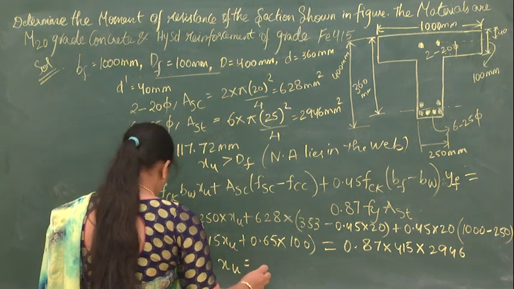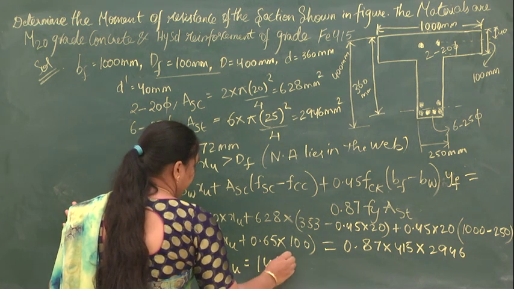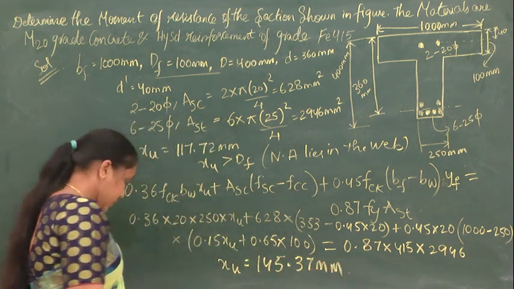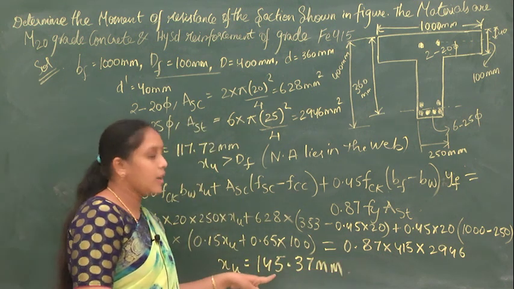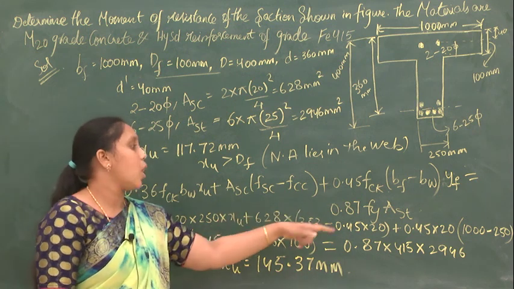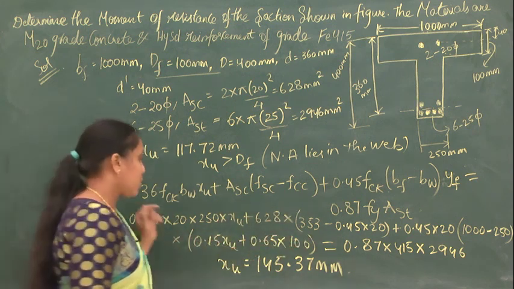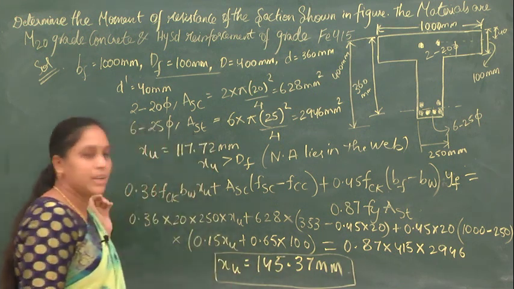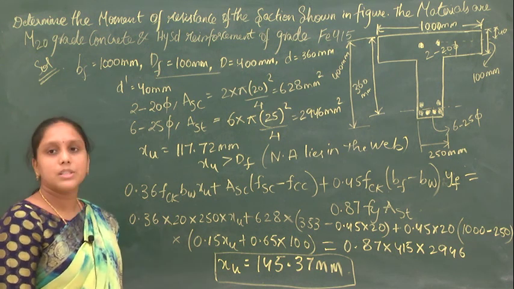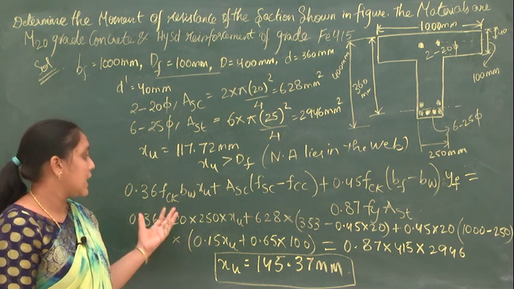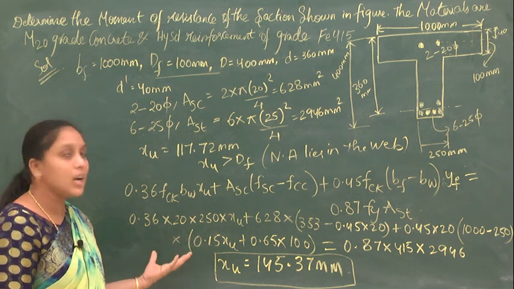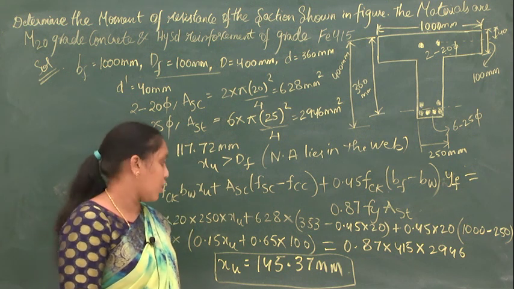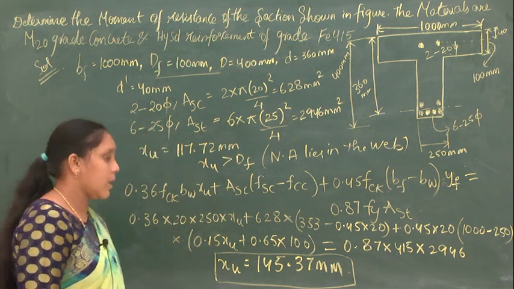Now if you solve this, you will get a value of XU, which will be equal to 145.37 mm. So this is the value of XU we are going to get if you solve this particular equation. So XU is how much here? XU is 145.37 mm. So now what is the next step? What we have to do? We have to calculate the YF value, that is, we have to check whether the YF is less than the depth of the flange or not. So let us check for it now.